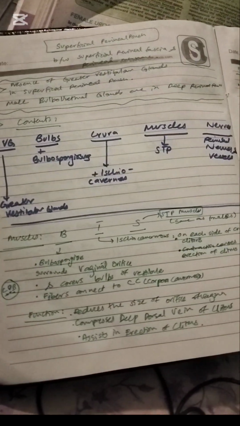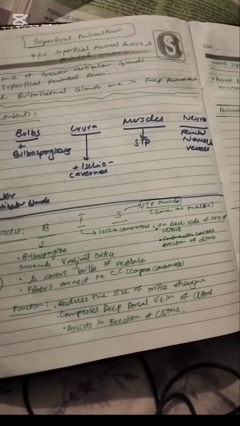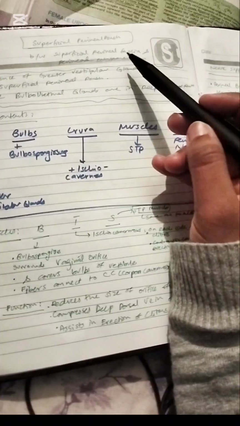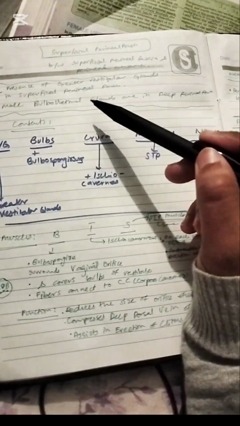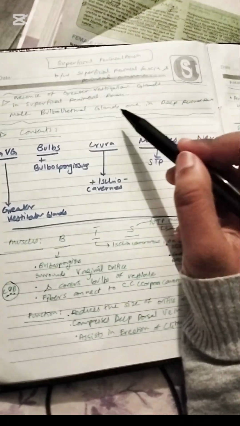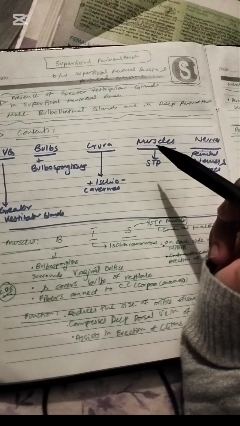Now let's talk about the superficial perineal pouch. The superficial perineal pouch is present between the superficial perineal fascia and the perineal membrane fascia. So the presence of greater vestibular glands in the superficial perineal pouch is homologous to the presence of bulbourethral glands in the deep perineal pouch.